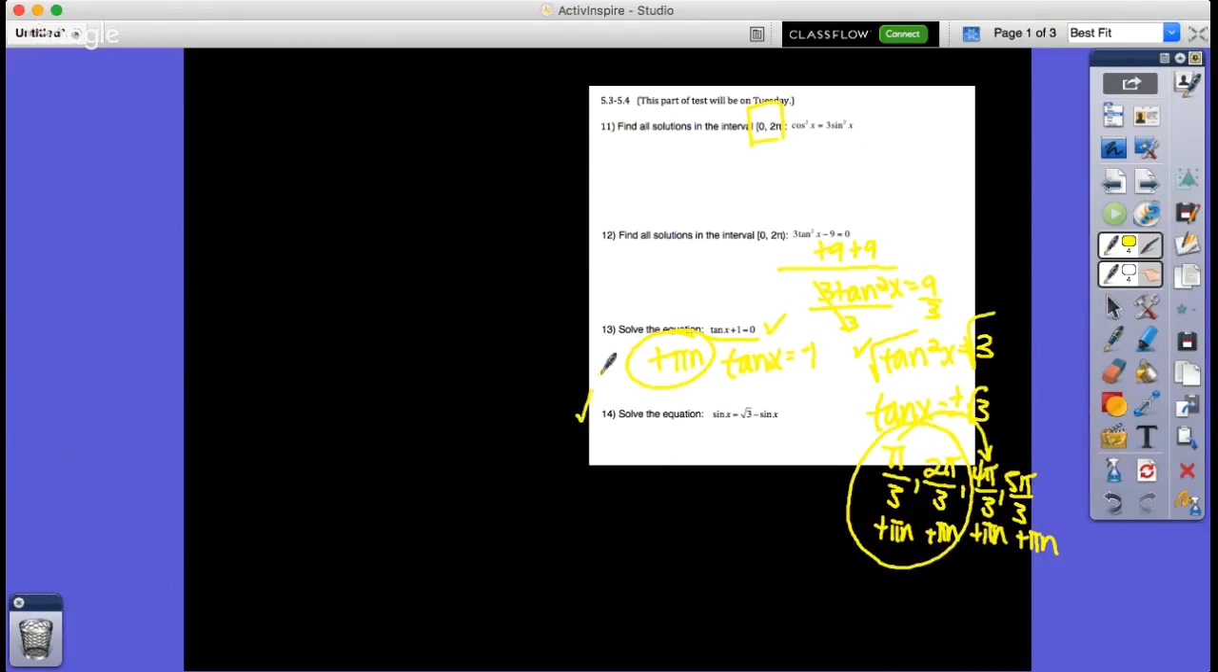Over here, number 14, very similar to 11. We want to get everything on one side by subtracting the square root of 3 and adding sine from the right to the left. So we would have on the left side sine of x minus square root of 3 plus sine of x, right, equals 0. Combining, I would get 2 sine of x minus square root of 3 equals 0. That's where I would, in this case, add square root of 3, divide by 2, right? And then I would just solve it like I've been doing with a lot of these problems here, okay? All right, let's keep going.